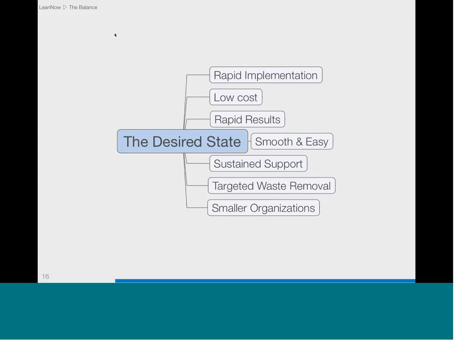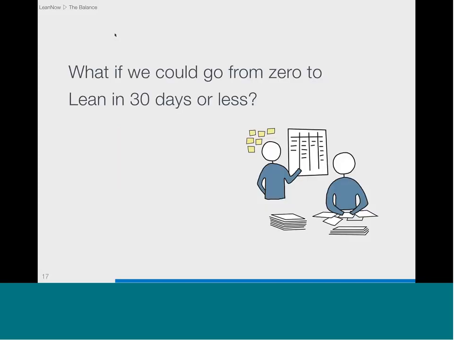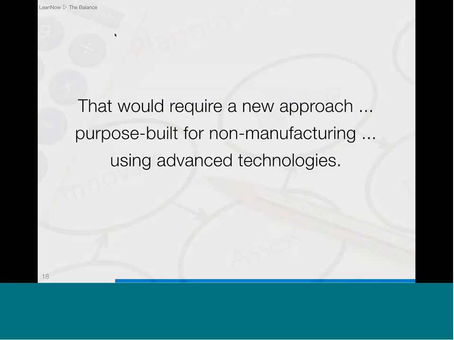And the question we asked is, can we go from zero, not doing lean at all, to being able to manage with lean principles on a daily basis within 30 days or less? So that was our design goal when we started working on this development. That would require a different approach than we used in the factory days. We simply knew that we couldn't reapply the factory model under those conditions. We have to have something that was purpose-built for non-manufacturing organizations. And we have to use advanced technologies that weren't available in the lean world 30 or more years ago.